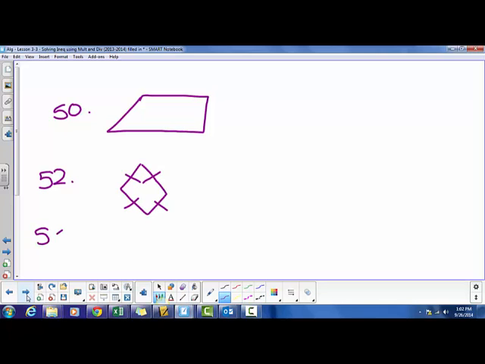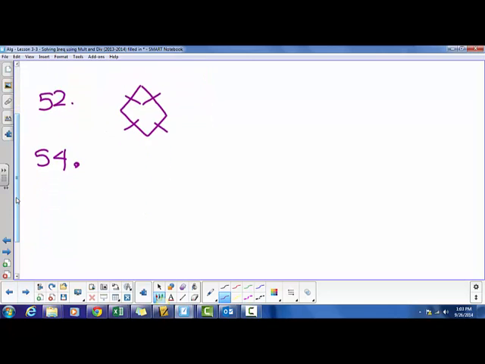Number 54 is a word problem. It says Ellen says she has another way to find the sum of the measures of the angles of a polygon. She picks a point inside the polygon, draws a segment to each vertex, counts the number of triangles, and multiplies by 180. Well, that works because if you remember from pre-algebra, that's where we came up with the angle sum theorem. If I were to pick a point, I want to show you why this works.